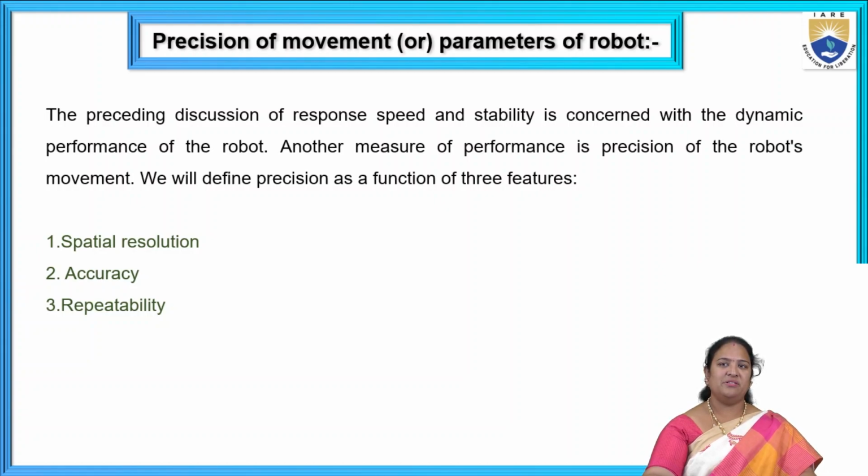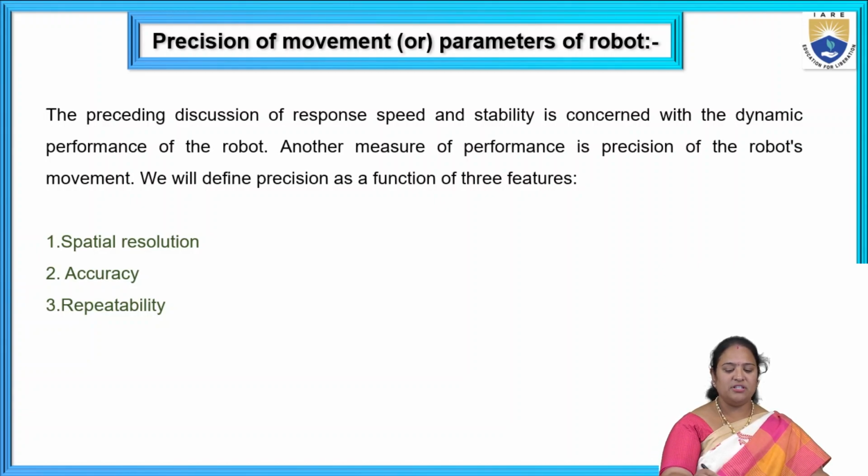What do we mean by precision of movement or parameters of a robot? Precision of movement means what? Precision is nothing but the response of the speed and stability of the robot's performance. In order to know the performance of the robot, we need to know at what precision it is moving and at what speed it is moving. Then only we can find out the performance of that particular robot, right?